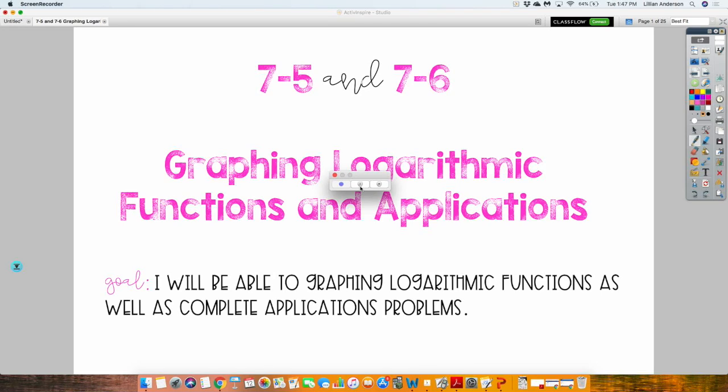Okay, so today we are talking about graphing logarithmic functions and applications. You guys are going to be able to graph logarithmic functions, just like how we did exponential, as well as be able to complete different types of application problems, which are your real world situations with exponential functions. Not so many real world applications involve logarithmic functions. However, we might need to use a log here and there to solve an exponential real world problem. Okay, so to start off with graphing logarithmic functions.